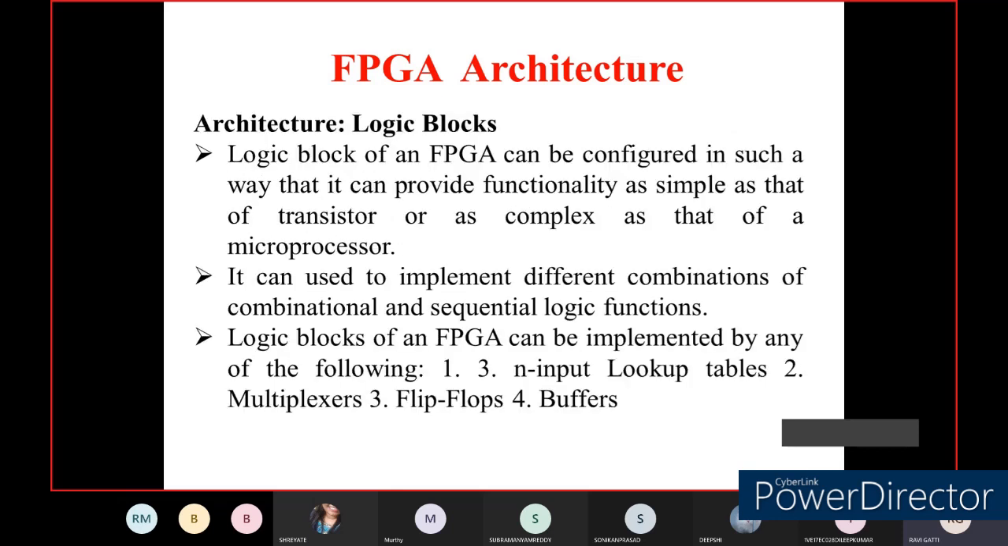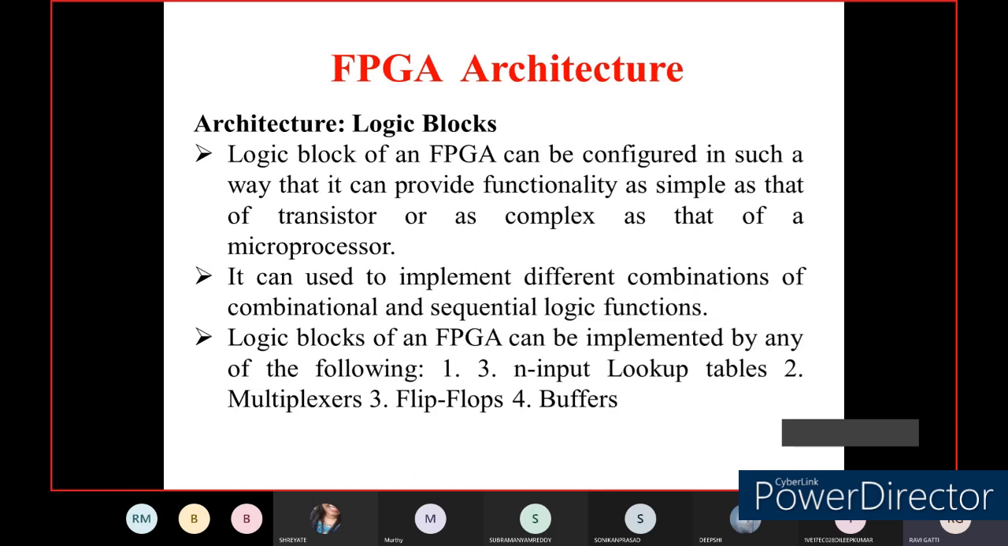Now a detailed analysis, as I explained, will be given in this architecture. So what do you mean by logic blocks? A logic block of an FPGA can be configured in such a way that it can provide functionality as simple as that of a transistor or as complex as that of a microprocessor.